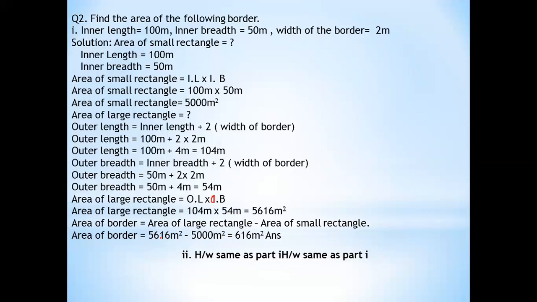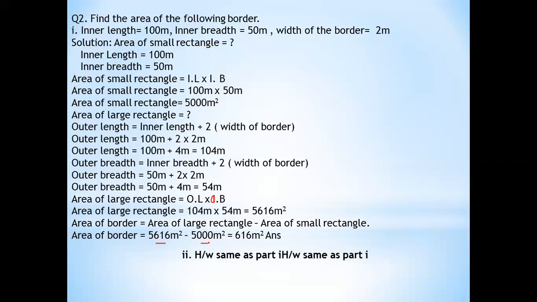Now our objective is the same: area of the border is the area of the large rectangle minus the area of the small rectangle. You will place the values that you have found here. This value we have got, and we will subtract 5,000 square meter, which is the area of the small rectangle. After the difference, we have got 616 square meter. This is part number 1 of question number 2.